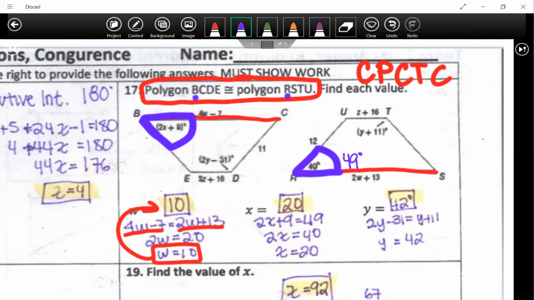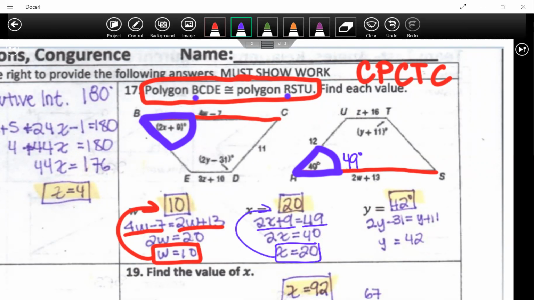Okay. I never give you guys decimals, period. Okay. So setting them equal because they're congruent, 2x plus 9 is equal to 49. You solve out, get x is equal to 20. That's your answer for x.